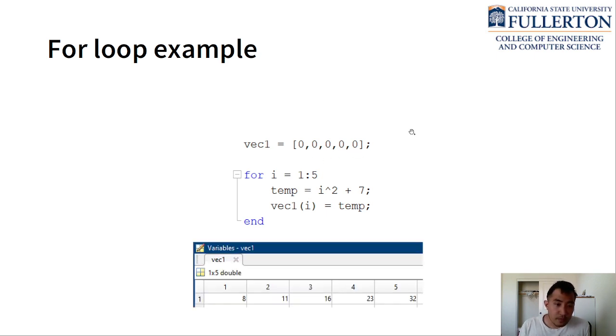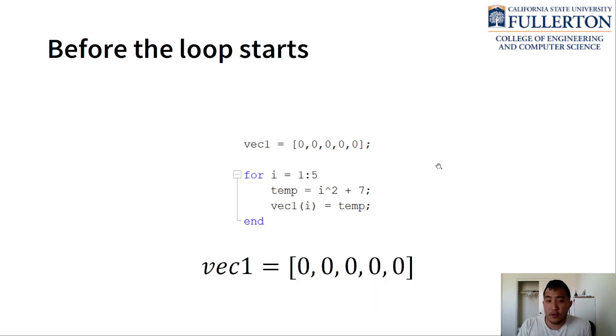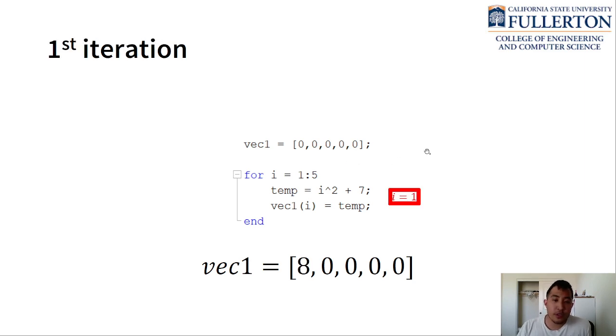This loop is going to iterate 5 times because we've defined the stop index to be 5, and we're going to visit each entry in the vector. After you run this code, you should get the values 8, 11, 16, 23, 32. They follow this formula, where it's i squared plus 7. Let's walk through this loop iteration by iteration so you can see what's going on. Before the loop starts, vec1 is completely empty, so we have all zeros.